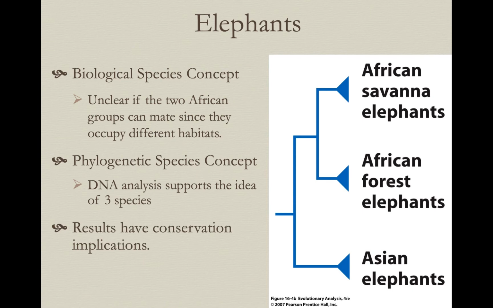And so this has some conservation implications. If you're trying to save elephant populations and you have a limited amount of money and resources, and you spend all of your money on savanna elephants and you let populations of the African forest elephants dwindle, you're losing that genetic diversity. You could potentially be losing a species if you didn't recognize that all African elephants weren't the same.